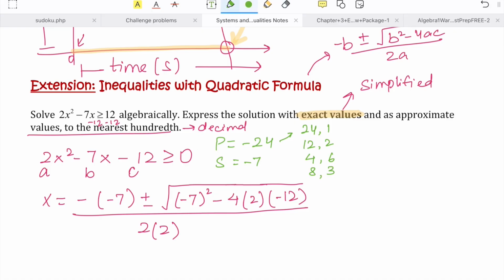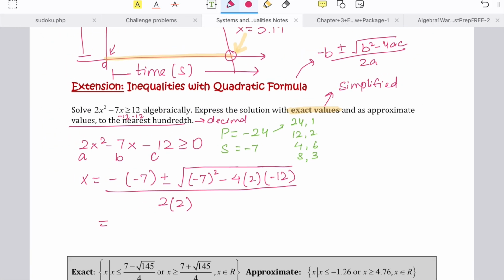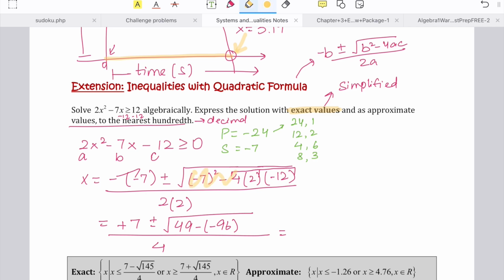And that's it, right? So none of them add or subtract to B7. So I'm going to just stick to this. Negative times negative is positive 7. Denominator 2 times 2 is 4. Negative 7 squared is 49. Minus 4 times 2 is 8 times 12 is, times negative 12 is negative 96. Or you can just plug all this in the calculator as well.